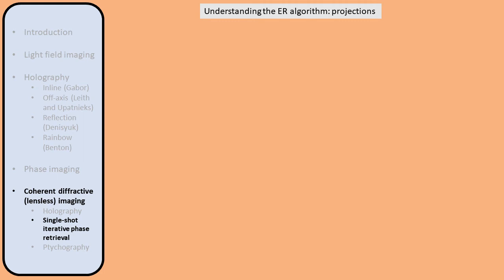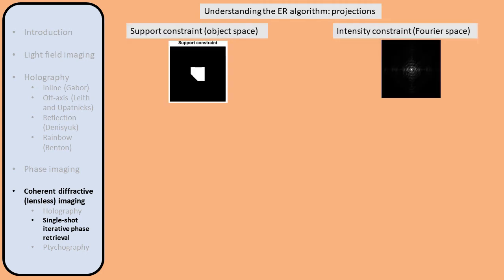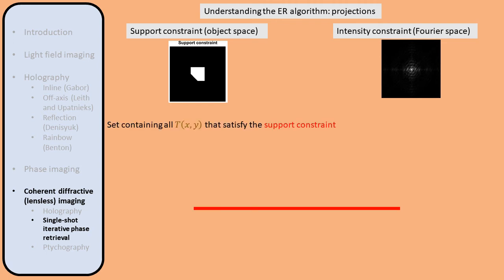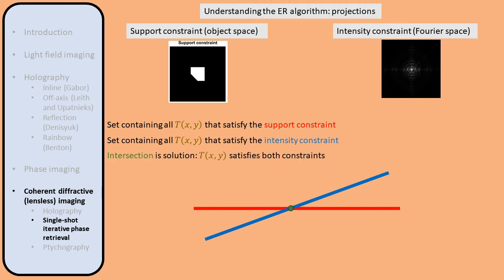One way to interpret the ER algorithm is in terms of projection operators. We have two constraints, and we want to find the function that satisfies both constraints simultaneously. So we can define the set of functions that satisfy the support constraint and the set of functions that satisfy the intensity constraint. The function that satisfies two constraints simultaneously is the intersection of these sets. The ER algorithm alternatingly applies the two constraints, so you start with a function that satisfies the support constraint, and by applying the intensity constraint, you project the function onto the intensity constraint set.